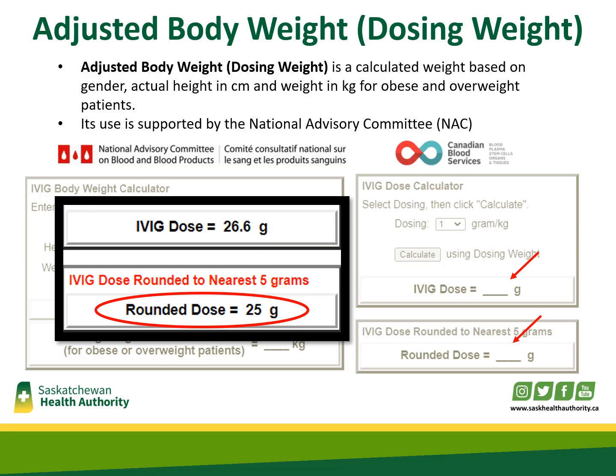In the drop-down menu, there are a couple of numbers that are missing, for example 0.7. If for some reason an order was written for 0.7 grams per kilo, you would just have to manually multiply that by the dosing weight and round to the nearest 5 yourself.